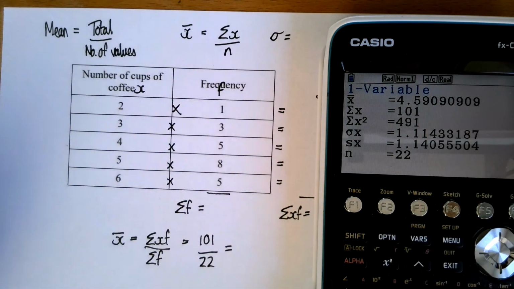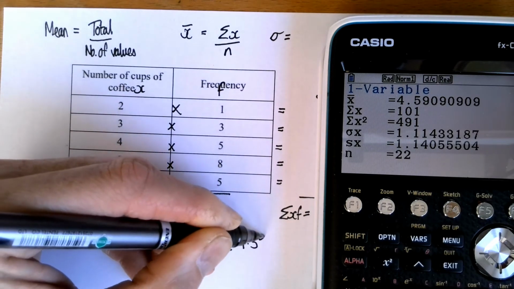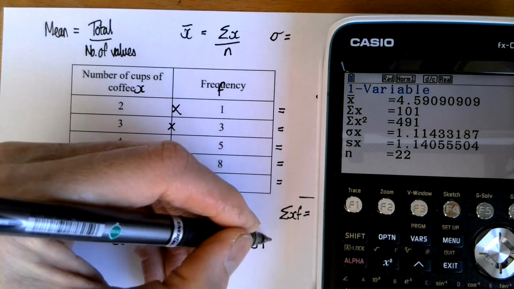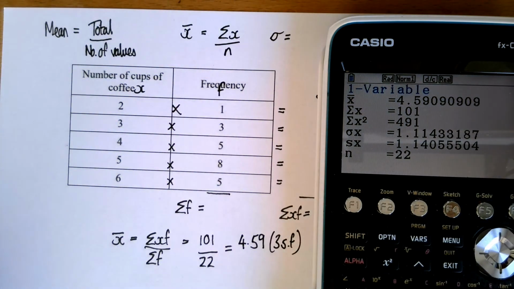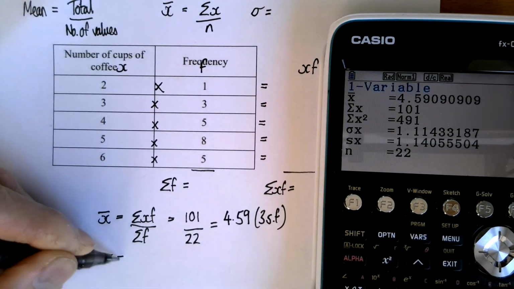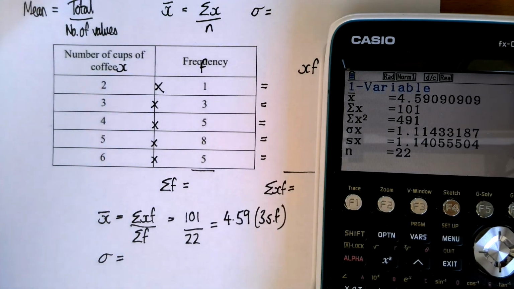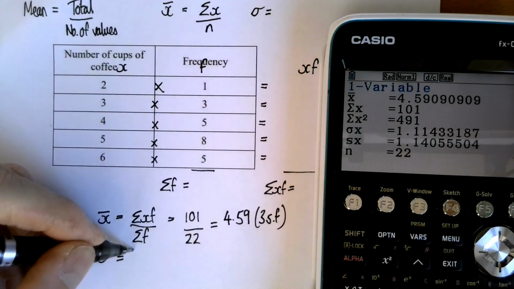It's 4.59, and as always, we round to 3 significant figures by default, unless we're told otherwise. Standard deviation, again, I'm not going to go through the sum for calculating that. We'll do that in class next year, but it is 1.11.